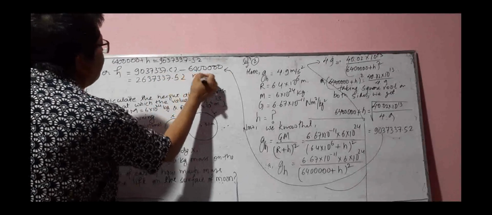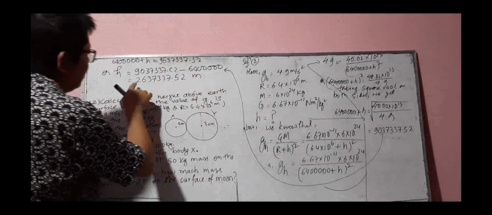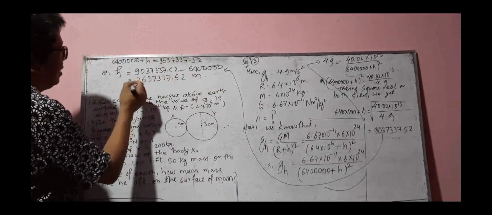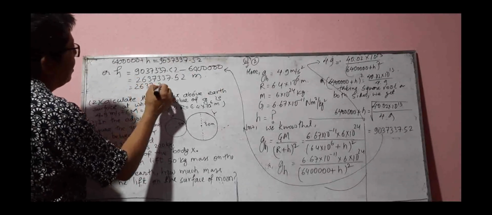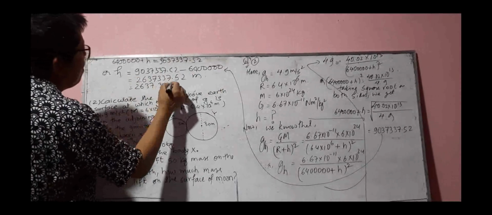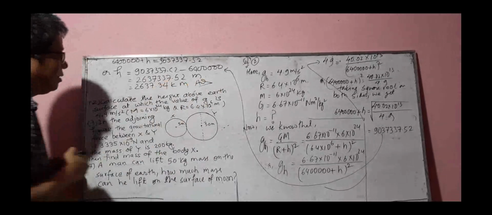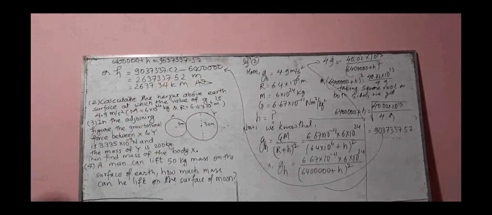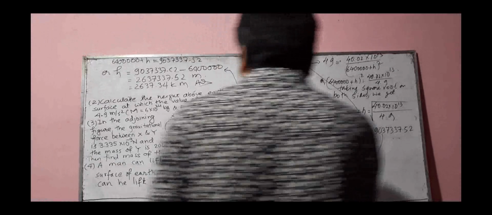2637,337.52 meter. Okay, at first, and then to convert it in kilometer, we divide by 1000, so it gives 37.34 kilometer, which is the required height, at which the value of g is 4.9 meter per second square.